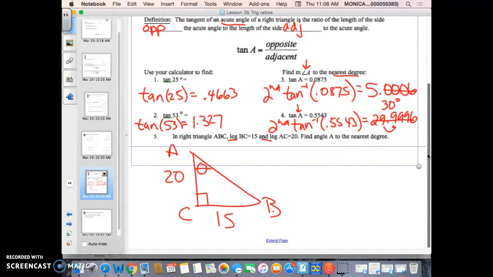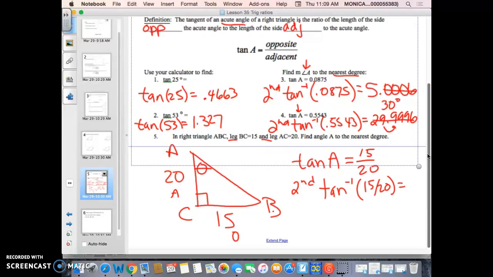Now notice I don't have the hypotenuse. The hypotenuse is not information given to me. So I'm definitely going to use tangent. So the tangent of A equals, and the ratio I'm going to set up is always opposite over adjacent. So 15 over 20. So I hit second, tangent, you get -1. Make sure this is in parentheses. Hit your equal sign, and you should get 36.8699. Well, rounding to the nearest degree, this tells me to go up to 37 degrees. So angle A is 37 degrees.